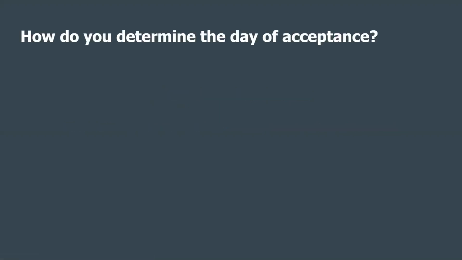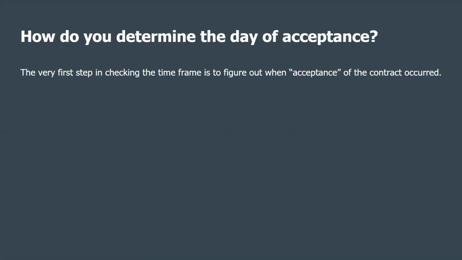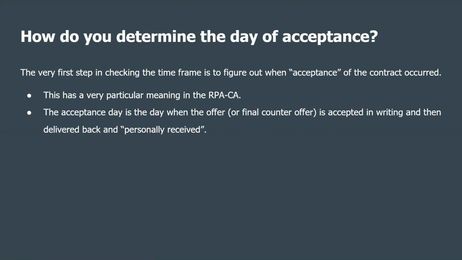So step 1, if you remember, was time frames. Check the time frame to see if the buyer has performed as required by the contract. So how do you determine the day of acceptance? The very first step in checking the time frame is to figure out when the acceptance of the contract occurred. This has a very particular meaning in the RPA.